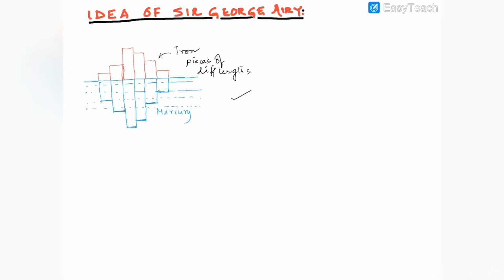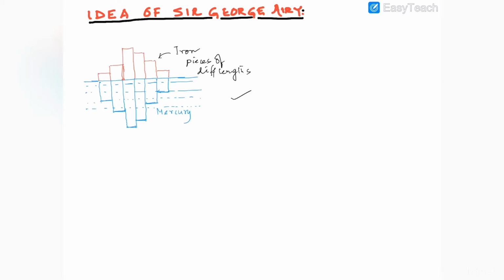In order to prove his concept, Airy took several pieces of iron of varying lengths and put them into a bucket full of mercury. These iron pieces sunk into varying depths depending on their length. You can also visualize what will happen if you take different iron pieces and put them into mercury. I'll give you a diagram to make this more clear. So this was what Airy experimented.